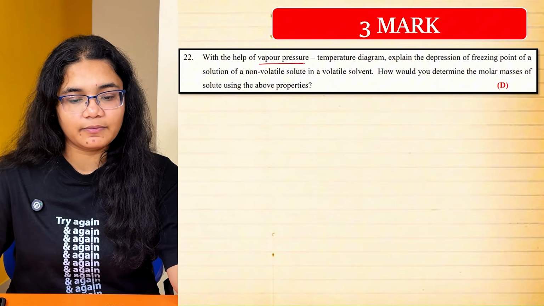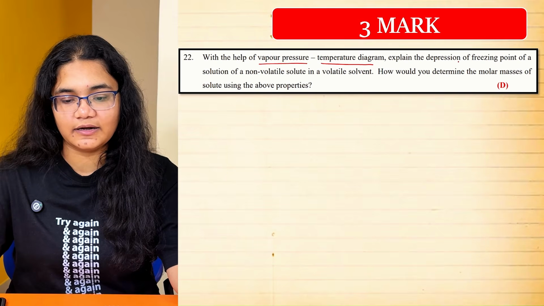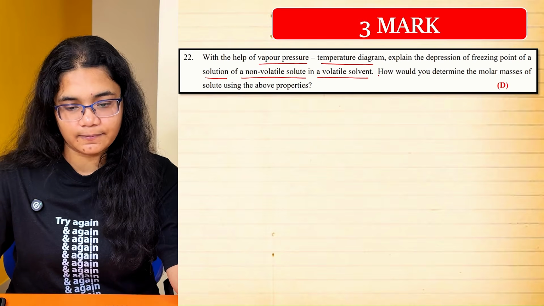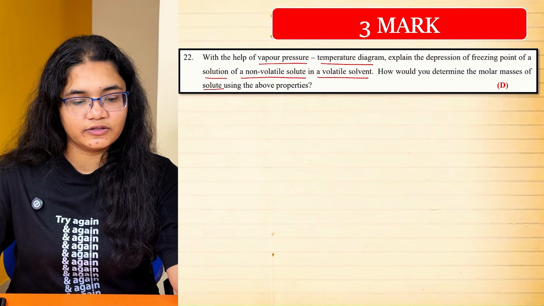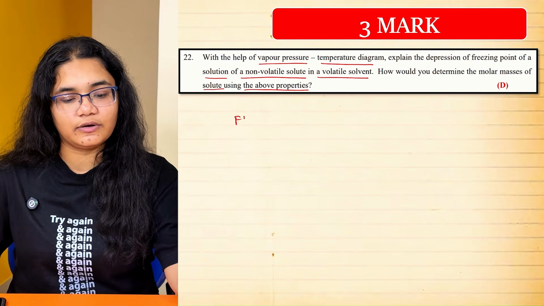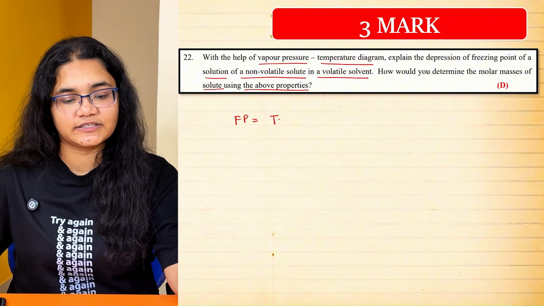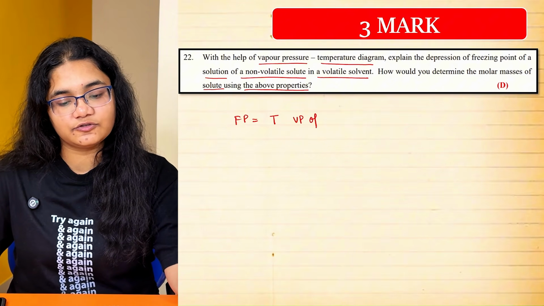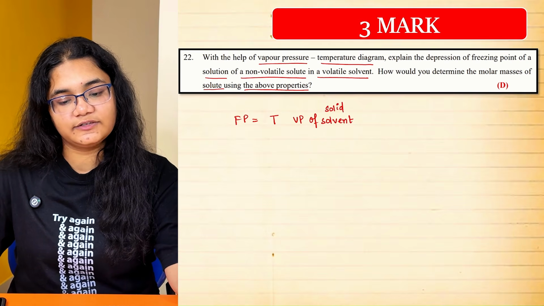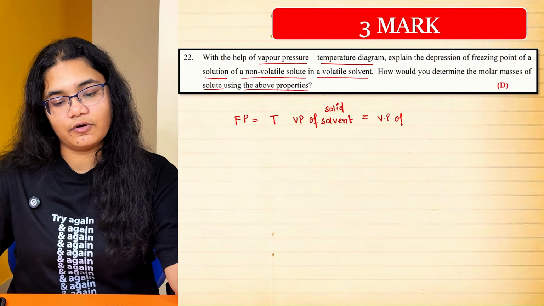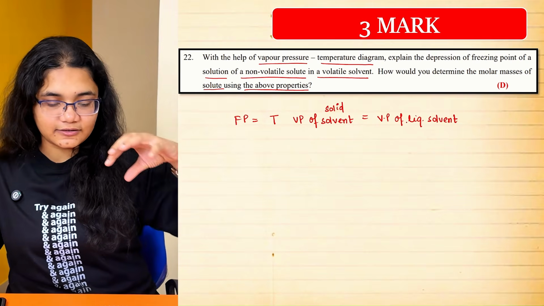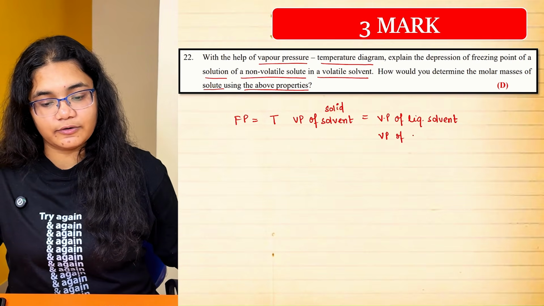With the help of a vapor pressure temperature diagram, explain the depression of freezing point of a solution of a non-volatile solute in a volatile solvent. How would you determine the molar mass of the solute using the above properties? Again, the same thing. What is freezing point? You need to understand. Freezing point is that temperature at which the vapor pressure of the solid solvent is equal to the vapor pressure of the liquid solvent.